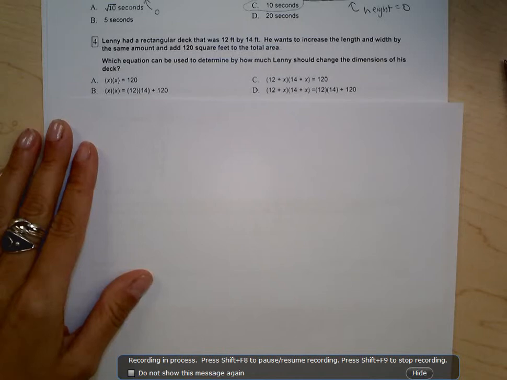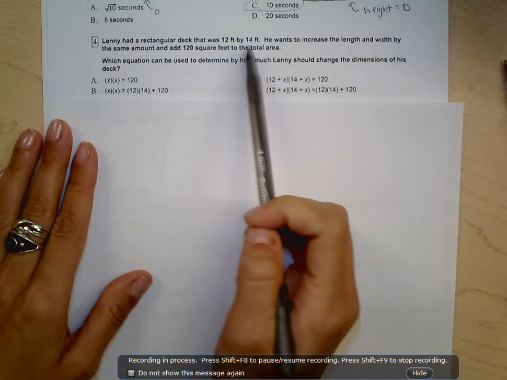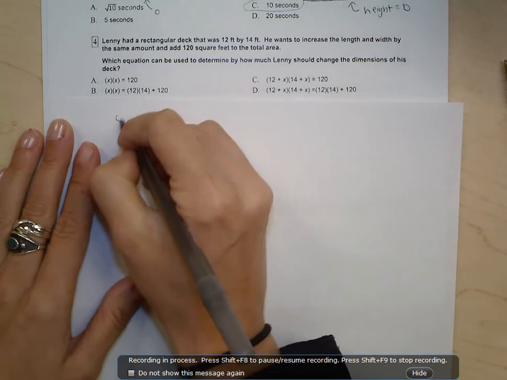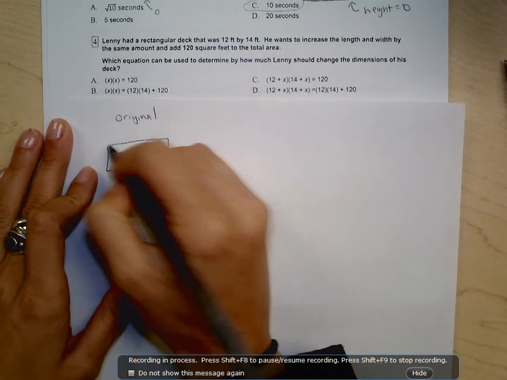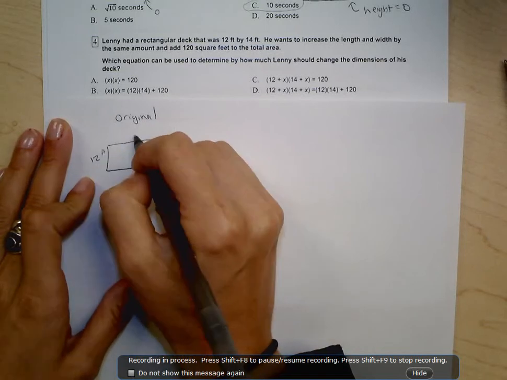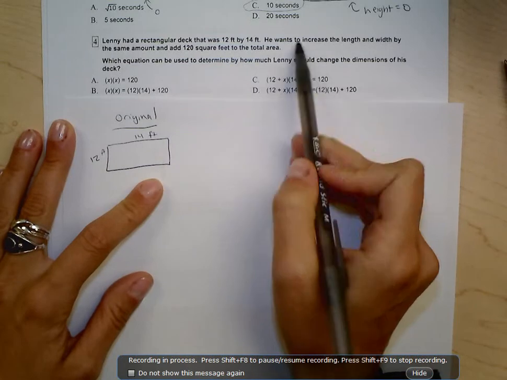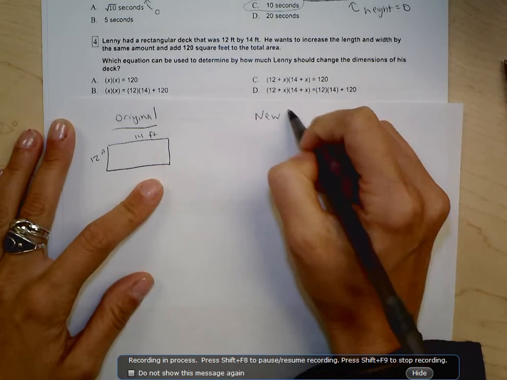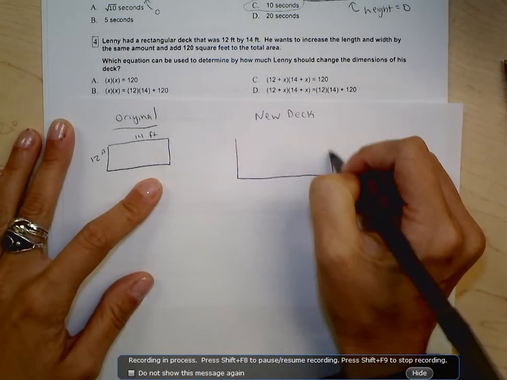Okay, number 4 was tricky for a lot of students. Lenny had a rectangular deck that was 12 feet by 14 feet. Okay, so the original deck was 12 feet by 14 feet. And he now has a new deck. This one's going to be a bit bigger.